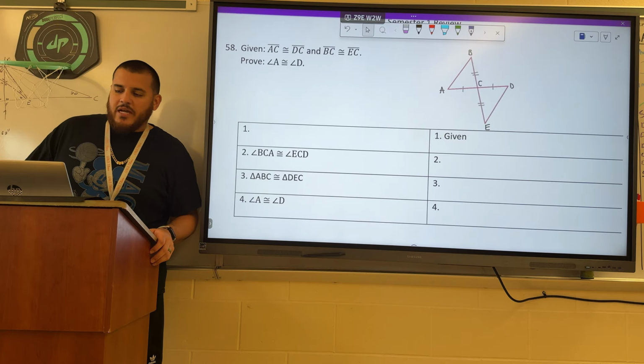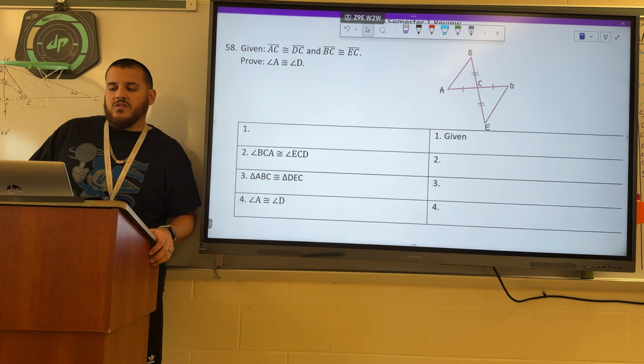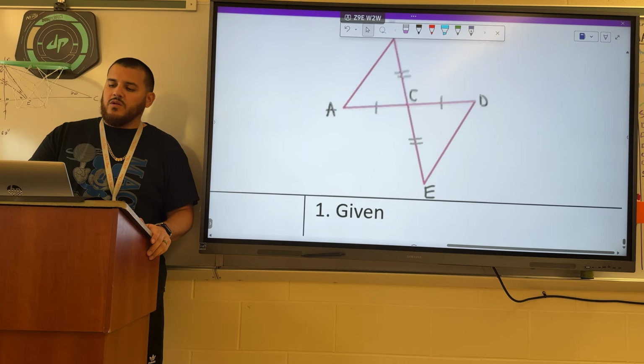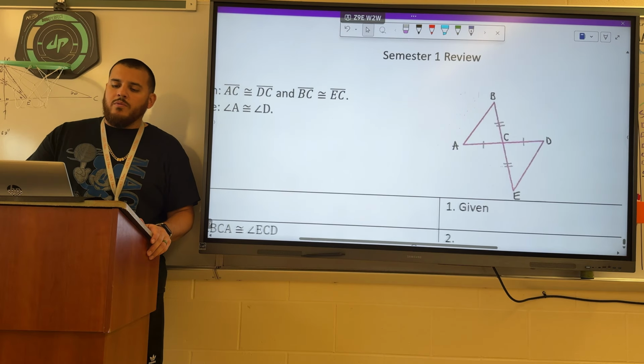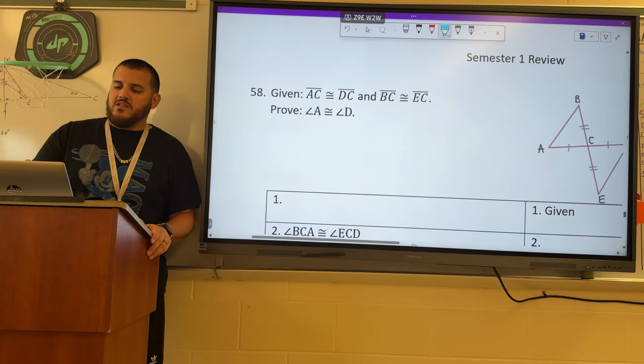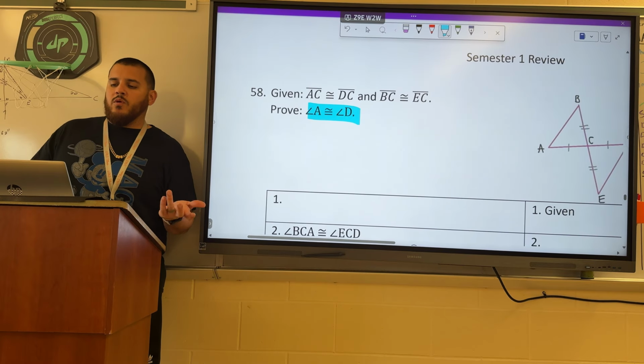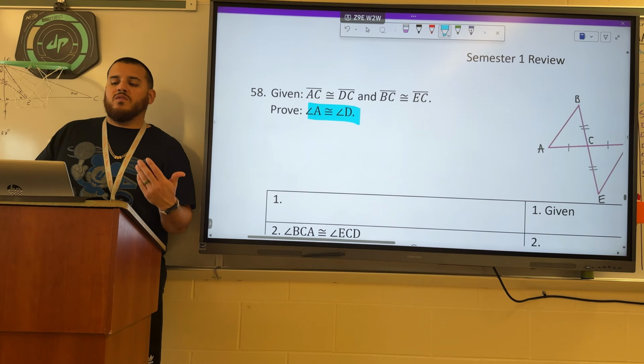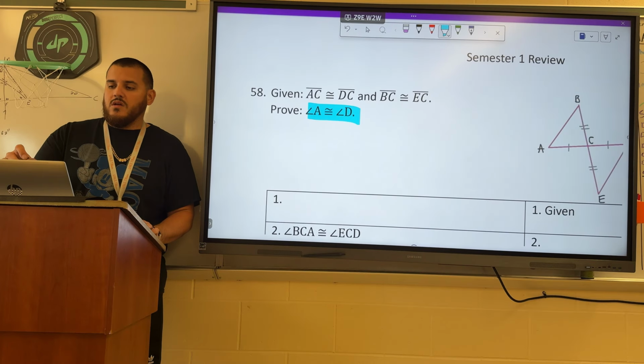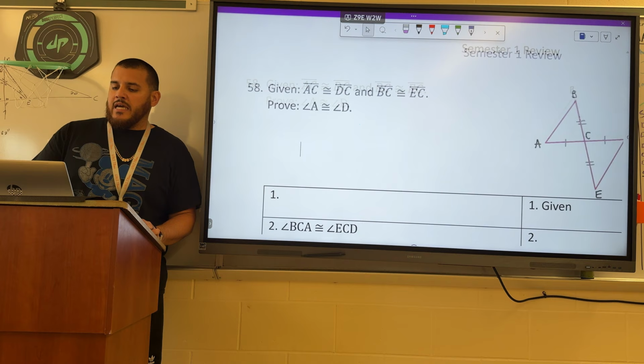All right, in 58, we're back to a proof here for congruent triangles. We're given two triangles with two sets of congruent sides. We're being asked to prove that angle A is congruent to angle D. Well, anytime we're proving things are congruent in triangles, we first need to prove that the triangles are congruent. So we're going to be doing that in our columns here.